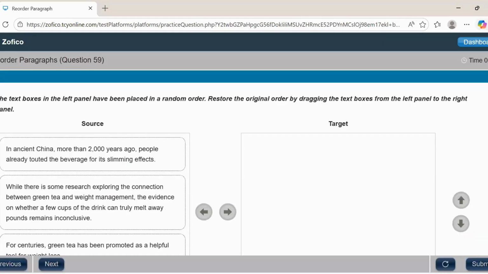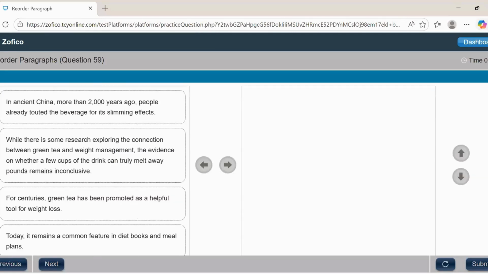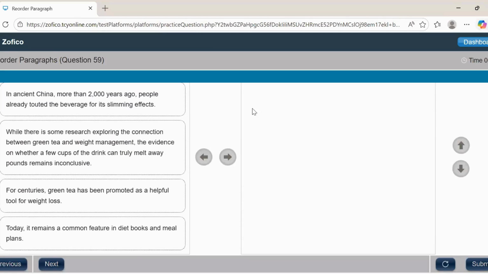Now see, here we have been given 4 paragraphs, 4 lines. In ancient China, more than 2000 years ago, people already touted the beverage. Now see the beverage. Which beverage? It means they are referring to the previous information where the beverage must have been talked about. The beverage means they are referring to previous information. So this can't be the first one.